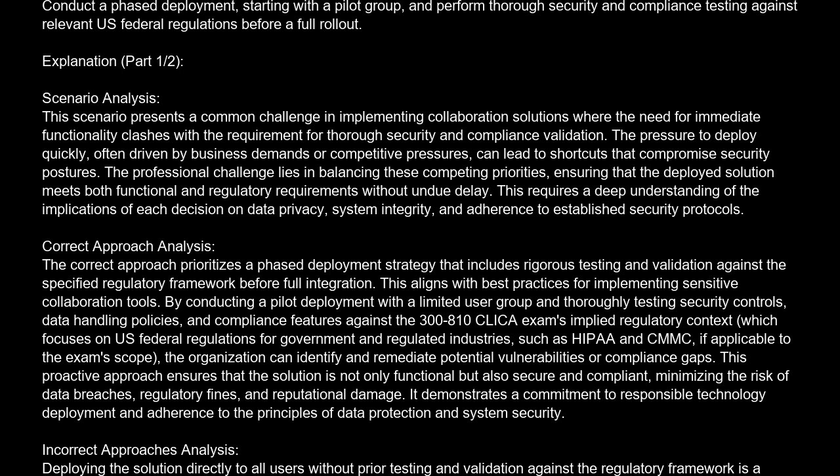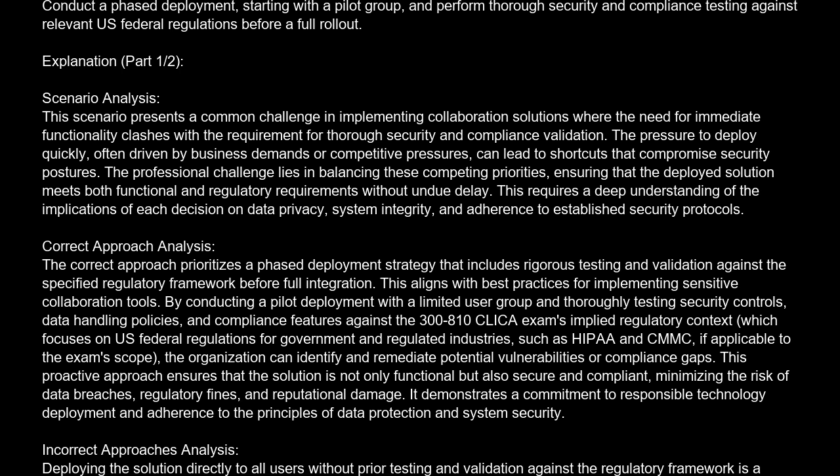Correct approach analysis. The correct approach prioritizes a phased deployment strategy that includes rigorous testing and validation against the specified regulatory framework before full integration. This aligns with best practices for implementing sensitive collaboration tools. By conducting a pilot deployment with a limited user group and thoroughly testing security controls, data handling policies, and compliance features against the 300-810 CLICA exam's implied regulatory context, which focuses on U.S. federal regulations for government and regulated industries, such as HIPAA and CMMC, if applicable to the exam scope, the organization can identify and remediate potential vulnerabilities or compliance gaps.